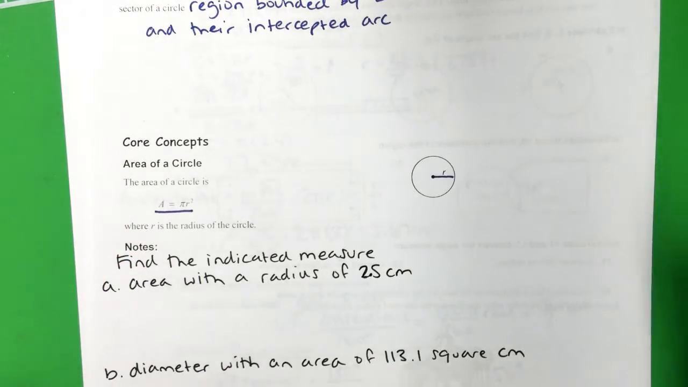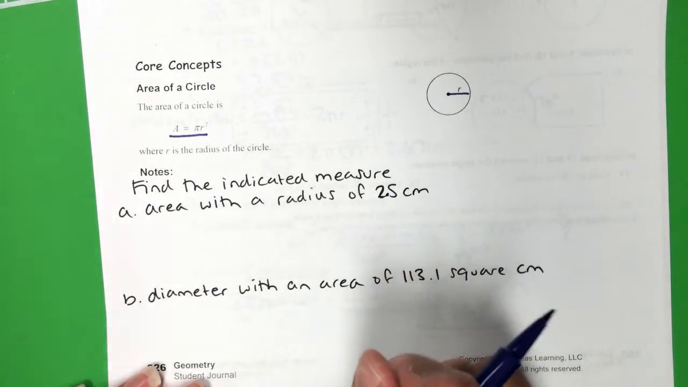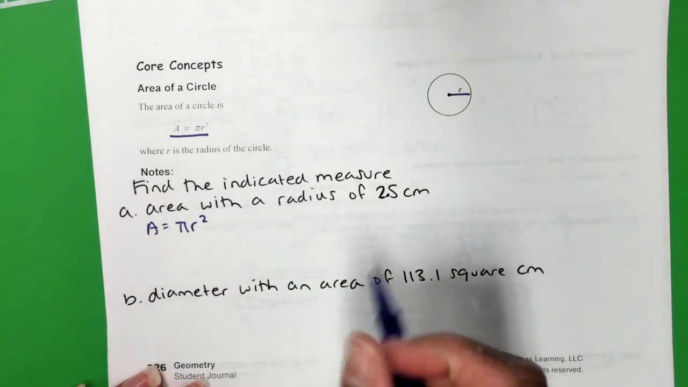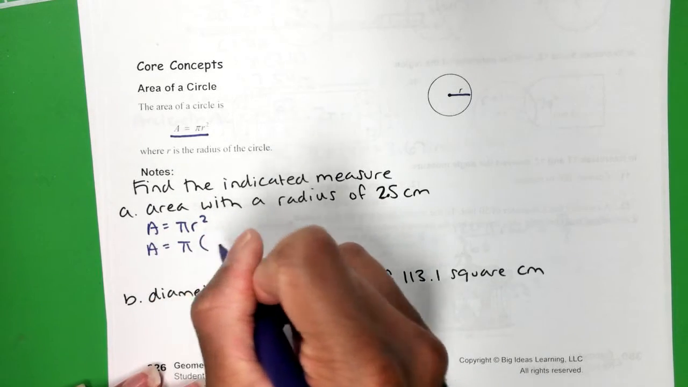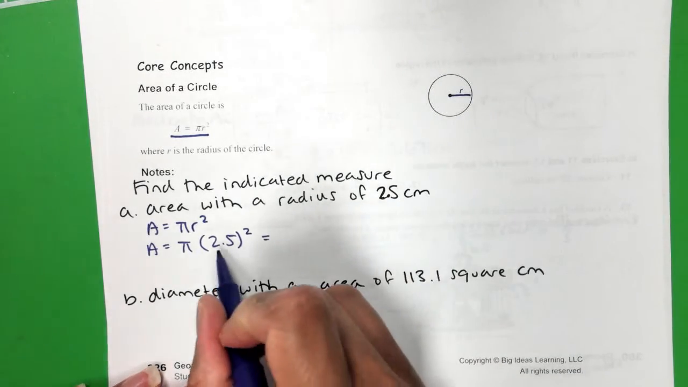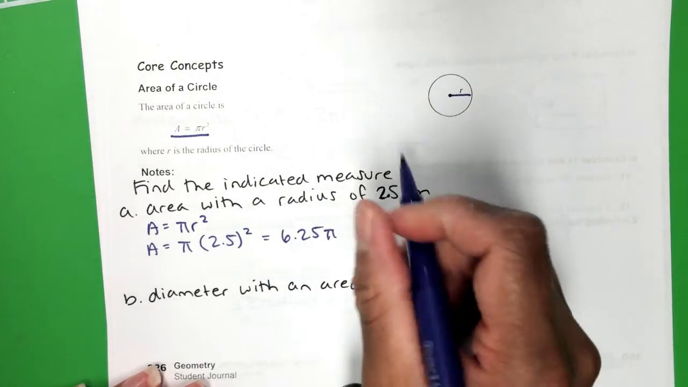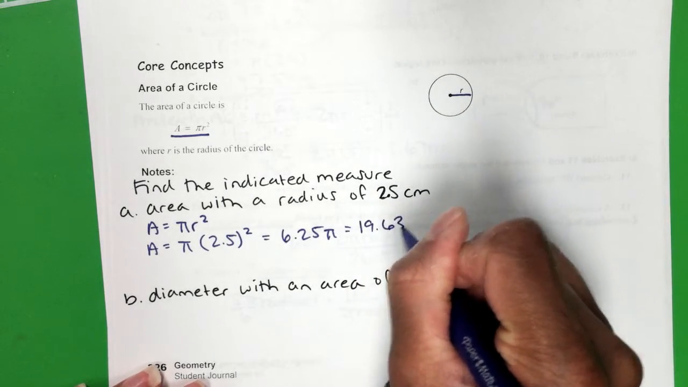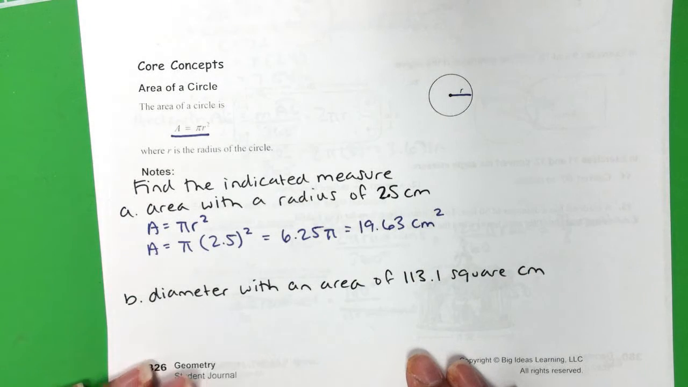So to find the indicated measure for this first example, we want to find the area with the radius of 2.5 centimeters. We know that area is pi r squared, and we are given the radius of 2.5 centimeters. So the area, we go pi, and r is 2.5 squared. And so if we multiply 2.5 squared, we end up with 6.25 pi. And if we use pi in our calculator, we end up with 19.63 centimeters squared. Okay, so that is the first example.